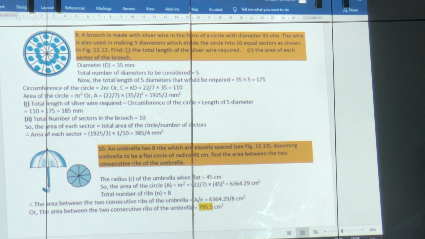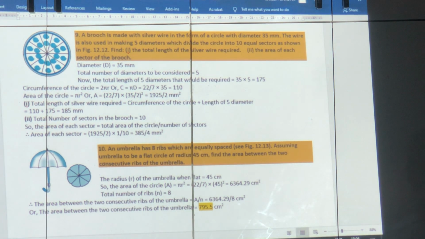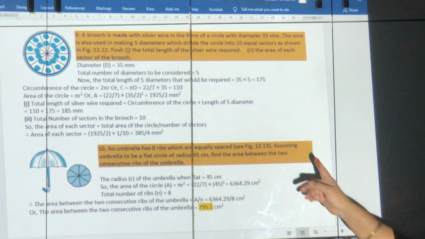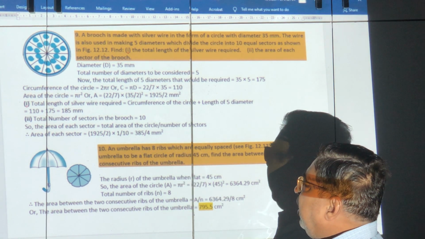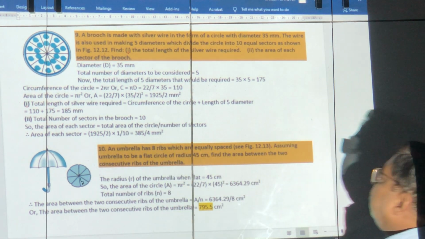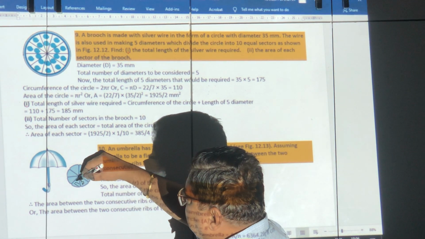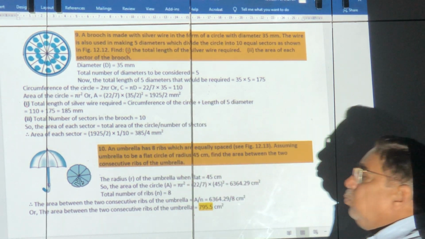Umbrella. Now we look at the same circle like an umbrella. I will look from the top. The umbrella has got 8 ribs. This has 8, this has 8. Sorry, that was the brooch, this is the umbrella. They keep confusing us with word problems. Assuming it to be a flat circle of radius 45, find the area between 2 consecutive ribs. Two ribs make one sector.